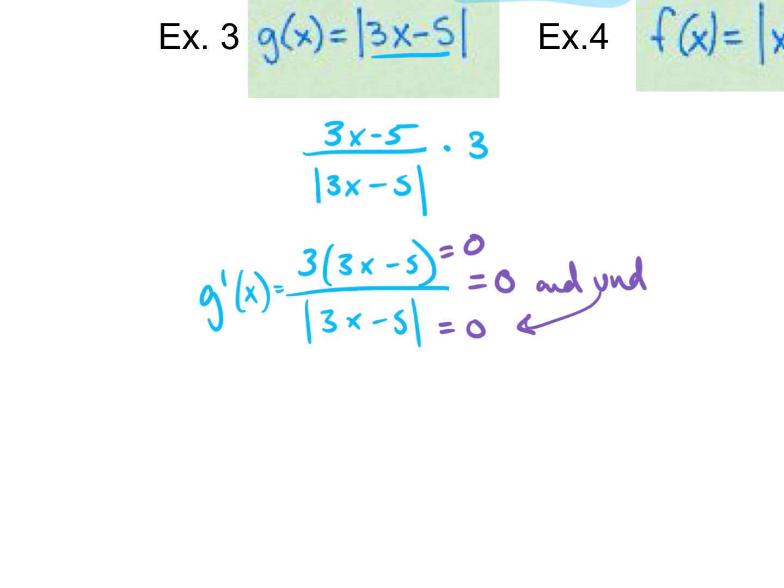How would we solve when we have absolute value bars there? How do we get rid of them? Typically, we'd make two equations, make a positive one and a negative one, but here since it's equal to 0, you can just get rid of them because we wouldn't have a positive 0 and a negative 0. So it would just be like solving 3x minus 5 equals 0. So our critical number would be 5 over 3.